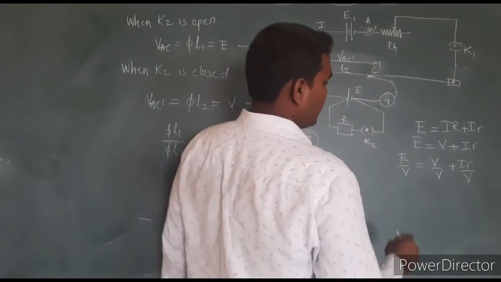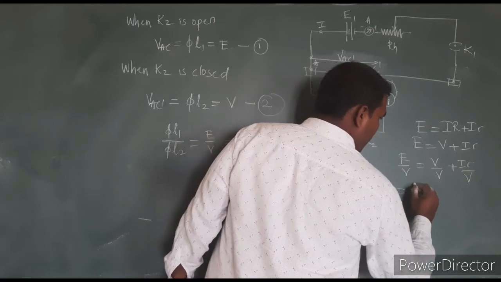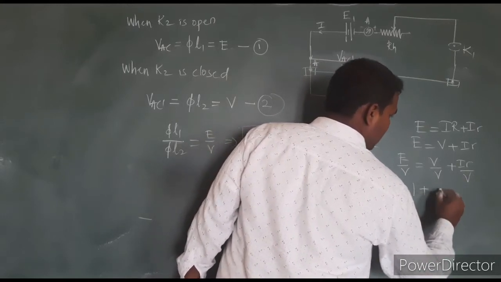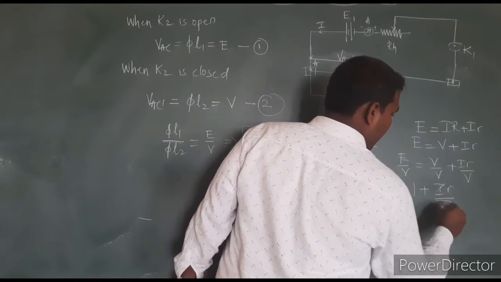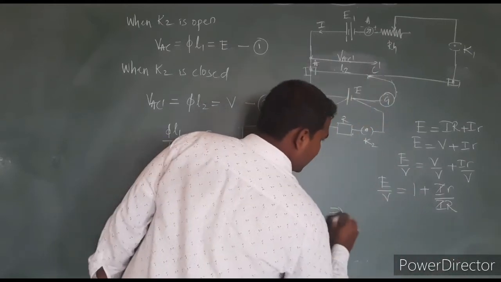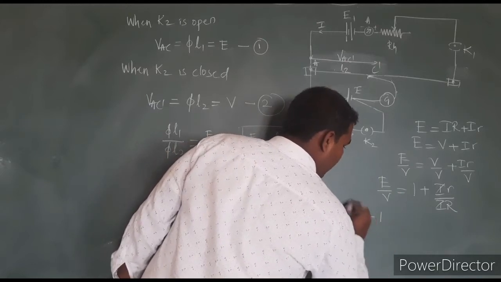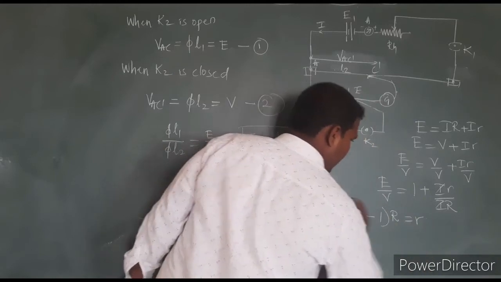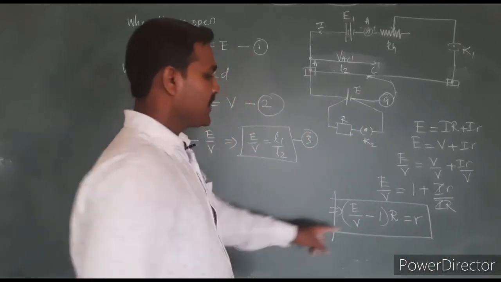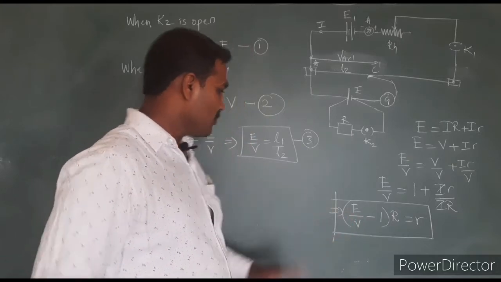Okay, so I can write E divided by V is equal to 1 plus IR divided by capital I, capital R. The I gets cancelled here. So I can write it as (E divided by V minus 1) into capital R is equal to small r. This is the expression for internal resistance in terms of EMF and terminal potential.